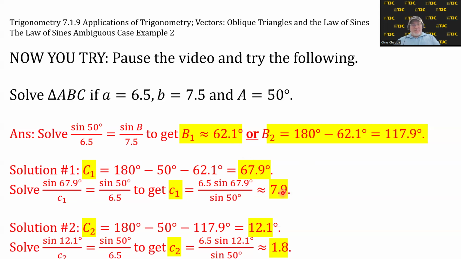C is 7.9. But if we use the second angle B of 117.9, then we get the second angle C is 12.1, set up the law of sines, and we get the second side C is 1.8. I don't think I've got these summarized. I don't, but there's two sets of solutions.